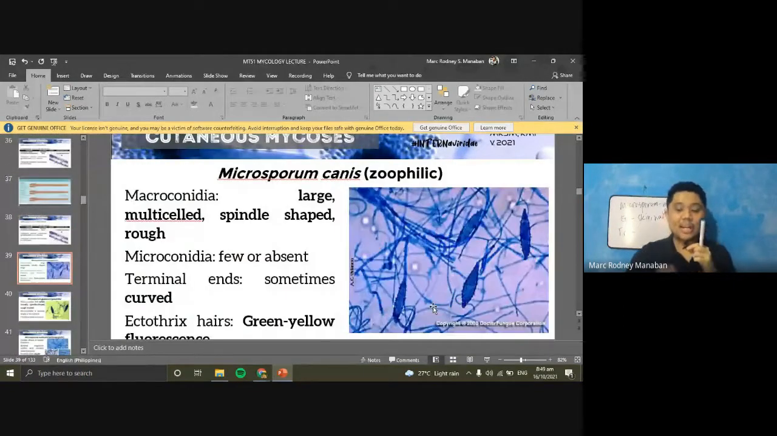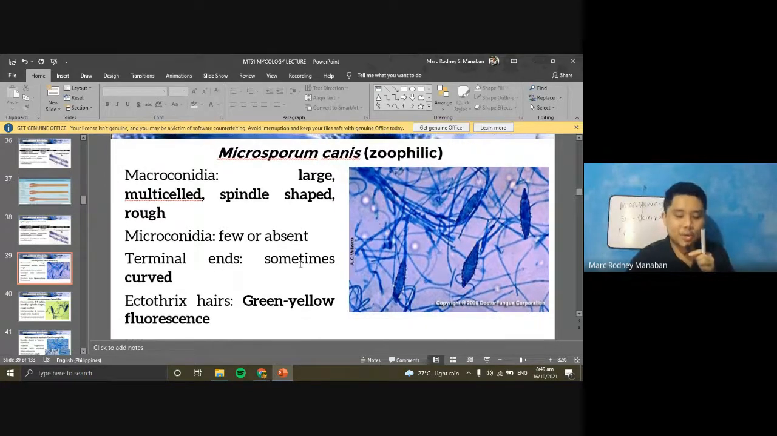Okay, so we go now to the different characteristics of your dermatophytes. Starting first, Microsporum canis. This is zoophilic, gikan sa mga animals. Now, the macroconidia, as you can see, is large, multi-celled, and spindle-shaped, and rough iyahang surface. Microconidia are quite absent or gamay lang, and terminal ends are sometimes curved. Ectothrix hair, yellow-green iyahang fluorescence. Okay, that's Microsporum canis. Usually for the Microsporum species, ang atong lantawan are the macroconidia, because they are the specific characteristics. Your Microsporum canis, again, spindle-shaped, rough macroconidia.